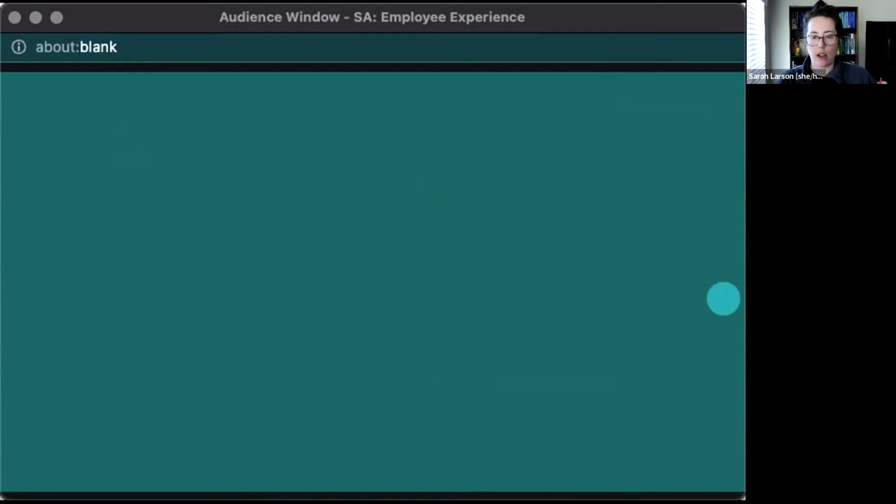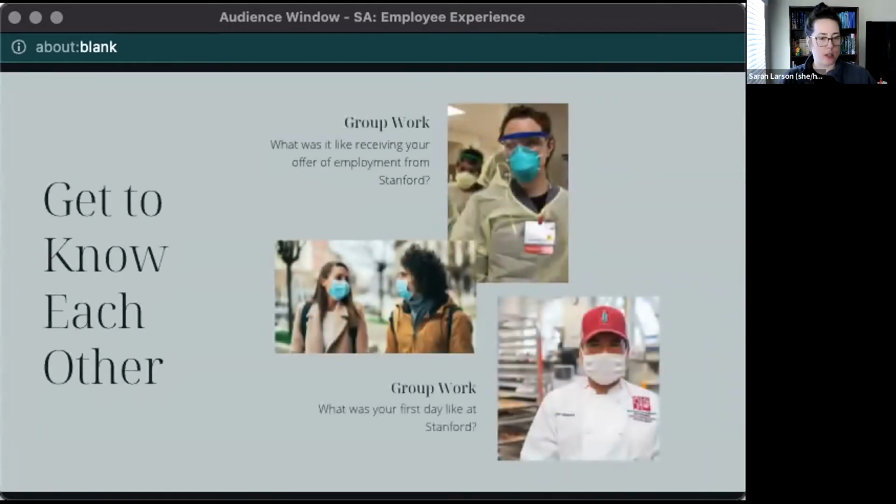I'm going to explain this really quick, and then we're going to go into breakouts, and Morgan will send you into those. So this is just a get to know each other. What I want you to share with each other is, what was it like receiving your offer of employment from Stanford? Or what was your first day like at Stanford? You're welcome to share just one answer to this question, or both. Or if you have something else that really heightened your experience at Stanford or Stanford Medicine in general, please share that with your group.